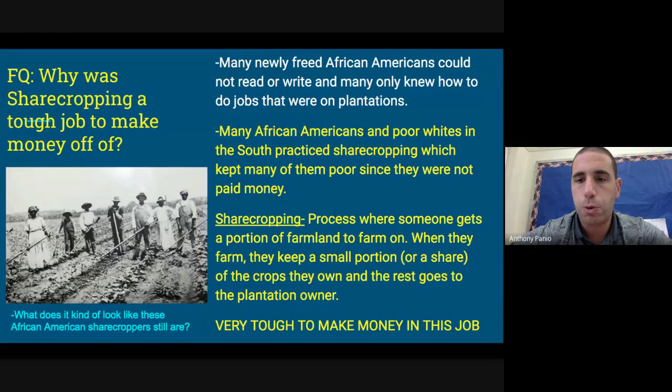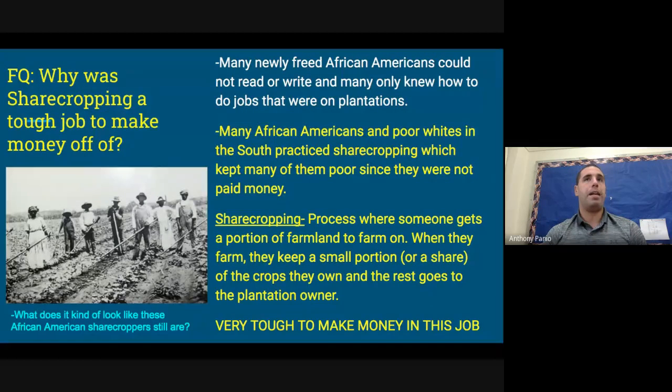So it's the process where someone gets a portion of farmland to farm on. So we need to start with this. Many African Americans didn't own land, didn't own farmland. So they needed to go rent an area of farmland. Do you know the types of people that owned farmland at this time? Most of them were former slave owners.